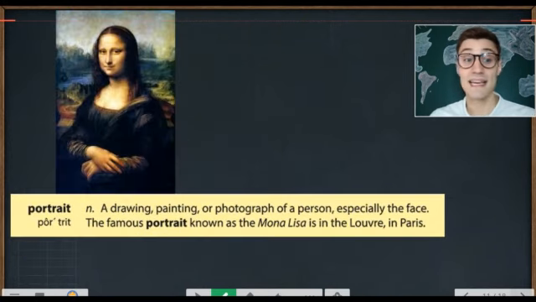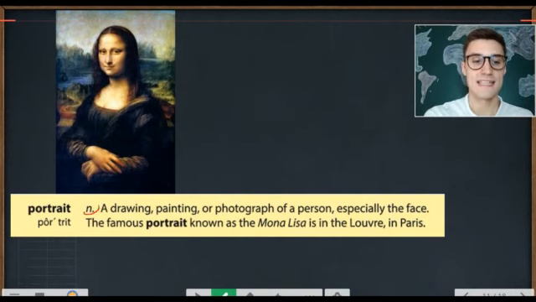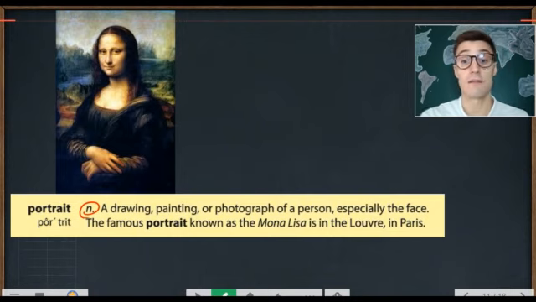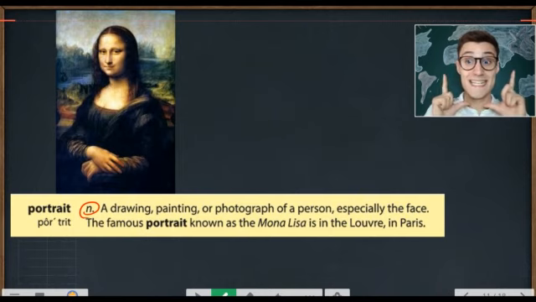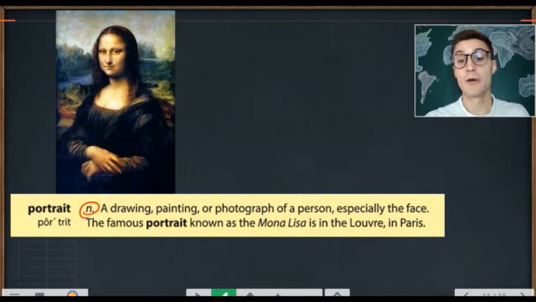The next word is portrait. Portrait is the name of a drawing or a painting or a photograph of a person, especially the face. So that is a portrait. So it could be a picture, a painting or a drawing of a person's face. That's their portrait. The famous portrait known as the Mona Lisa is in the Louvre in Paris.